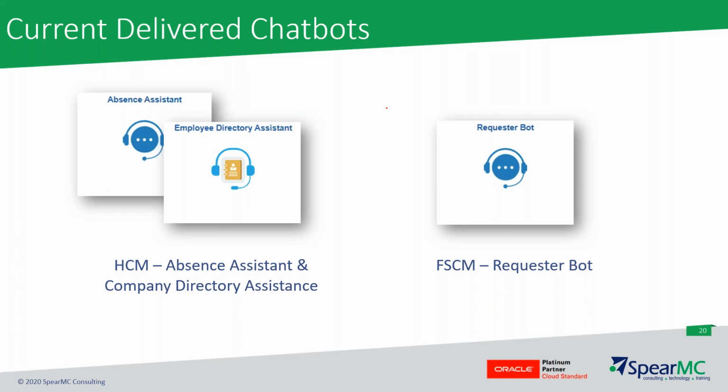There's 2 on the HCM side for Absence Assistant and Company Directory, and on the financial side, there's 1 for Requester. There's many more coming. There will be a total of something like anywhere from 8 to 10 probably by the end of the year that are going to be delivered. There is some additional licensing that you have to go through to get access to these, and I'm happy to talk to you about that offline.